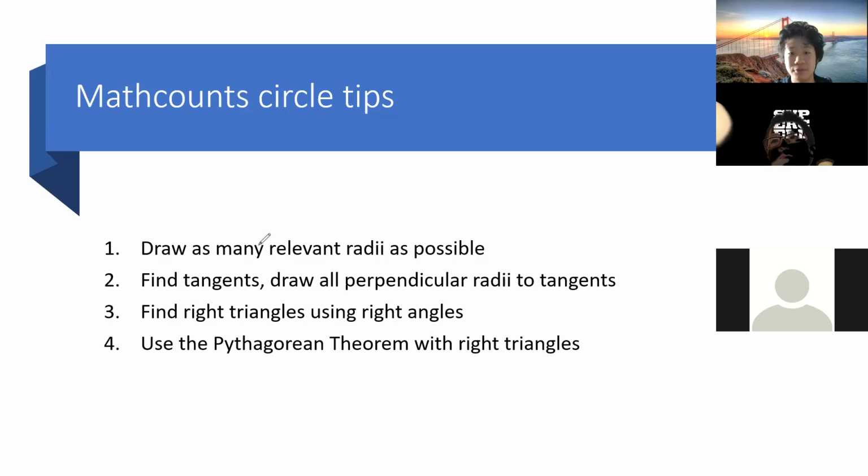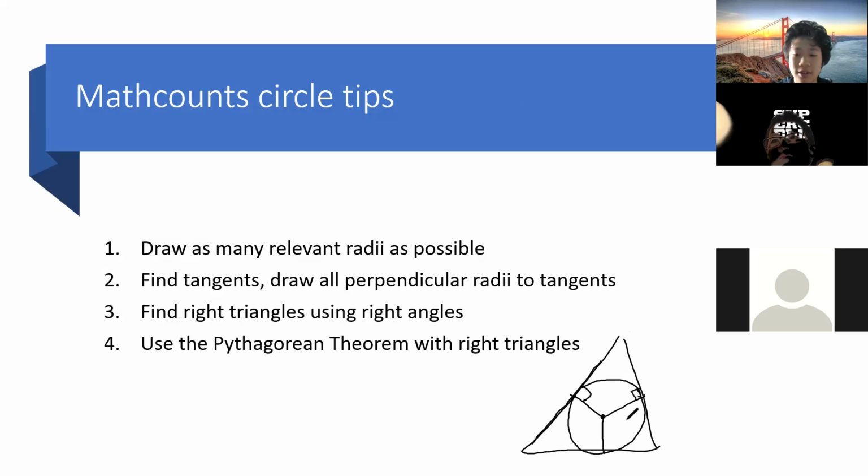First, draw as many relevant radii as possible. So let's say we have, just as an example, a circle inside a triangle. First, we're going to have to draw as many relevant radii as possible. Well, let's draw them to the sides of the circle, right? And we know that these are tangent. So let's draw out these right angles.